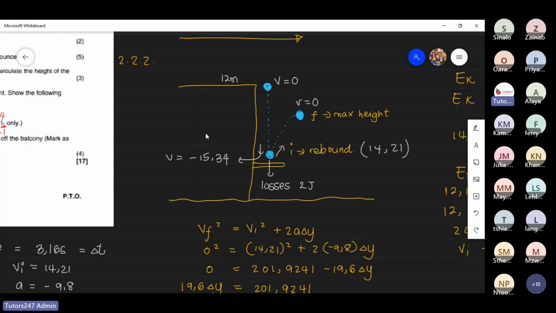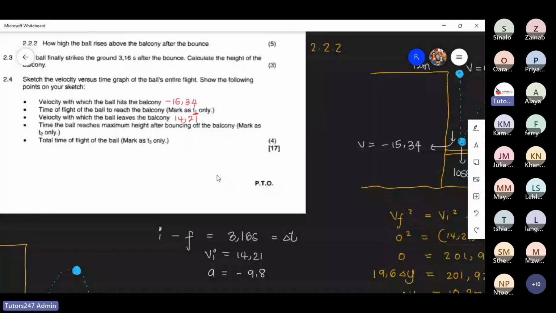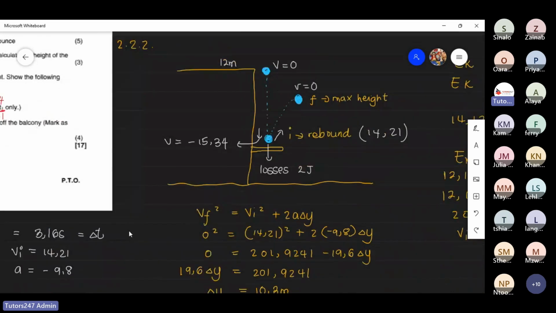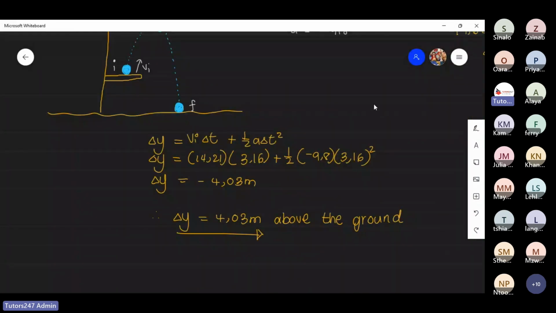So next, we've got our last bullet point, the total time of flight of the ball, mark it as T3. So the total time of flight, that means from the time the ball was released at a height of 12 meters above the balcony till the time that it hits the ground. So at the point whereby it hits the ground, we will then mark that by T3.